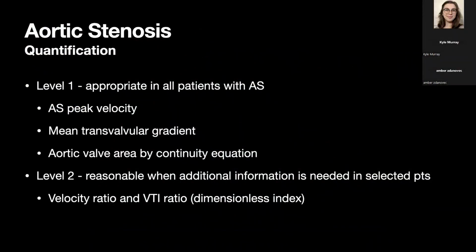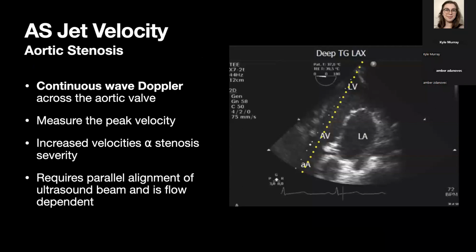So that was obviously us just using our eyeballs to see if something looked normal or abnormal. Obviously, if you see something abnormal, you're going to want to interrogate it more. And these are the different quantification methods the guidelines say to help quantify aortic stenosis. So there's level 1 and level 2. Level 1 are things that should be done on anyone who you suspect has AS. And then level 2 are reasonable to obtain when you need a little extra info. So we'll go through these all to see what they mean. The good news is you collect all of them in the deep transgastric long axis view.